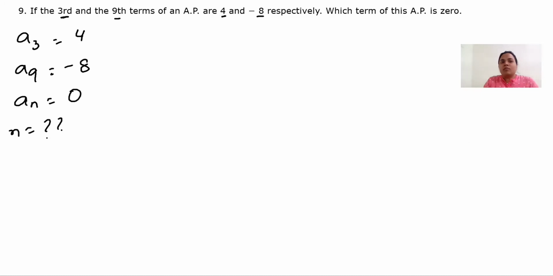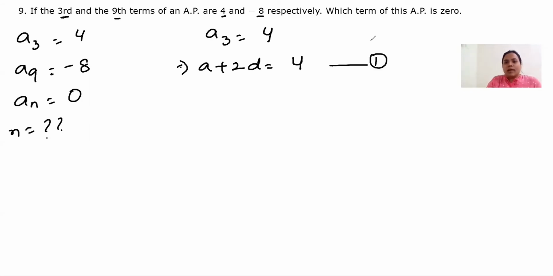We have to find the number of terms. Again, we'll do the same thing. We will use the two terms. We will find A and D and then we will find N. A3 is 4. This means A plus 2D is equal to 4. This is the first equation. Then A9 is equal to minus 8. This implies that A plus 8D is equal to minus 8.